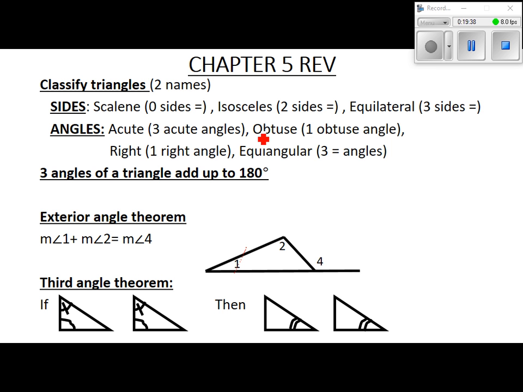On this, classifying triangles. 2 different ways to classify triangles, according to the sides of the triangle or according to the angles. A scalene triangle: no sides equal to each other. Did we do a whole lot with scalene? There's not a whole lot to do with scalene because if they just tell you, hey, no sides are equal, well, that doesn't tell you a whole lot. These other 2 we did do quite a bit with.